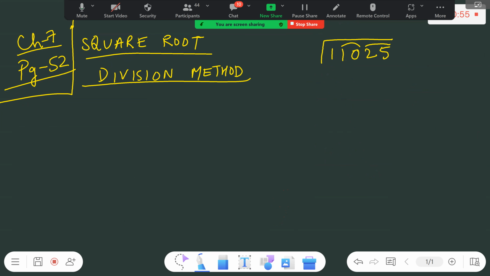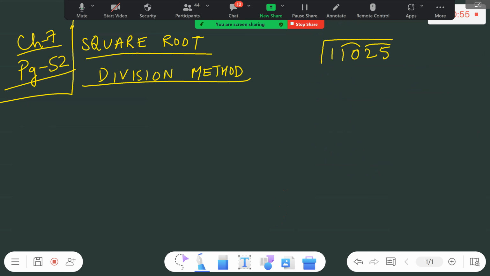No, write another number. Write a bigger number. We'll do a bigger number. Find the square root of 6115.24. Okay. How to do this? By division method.